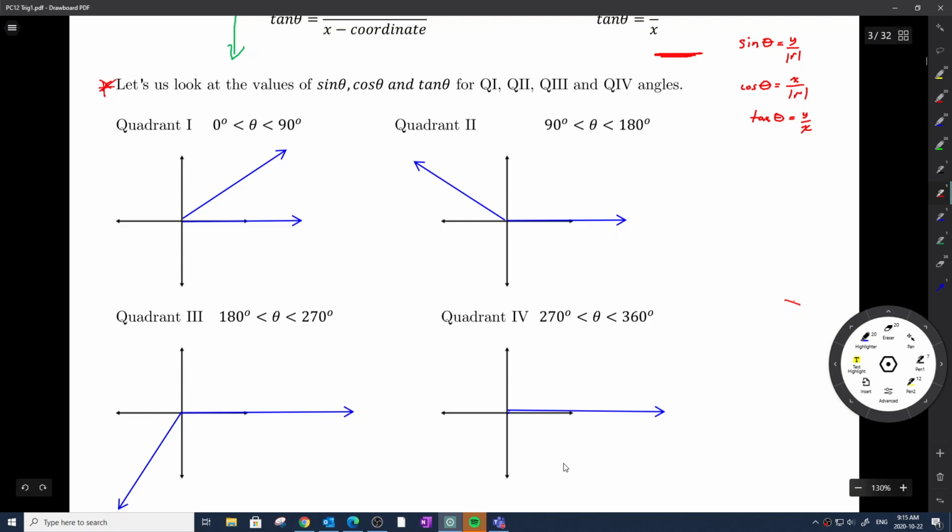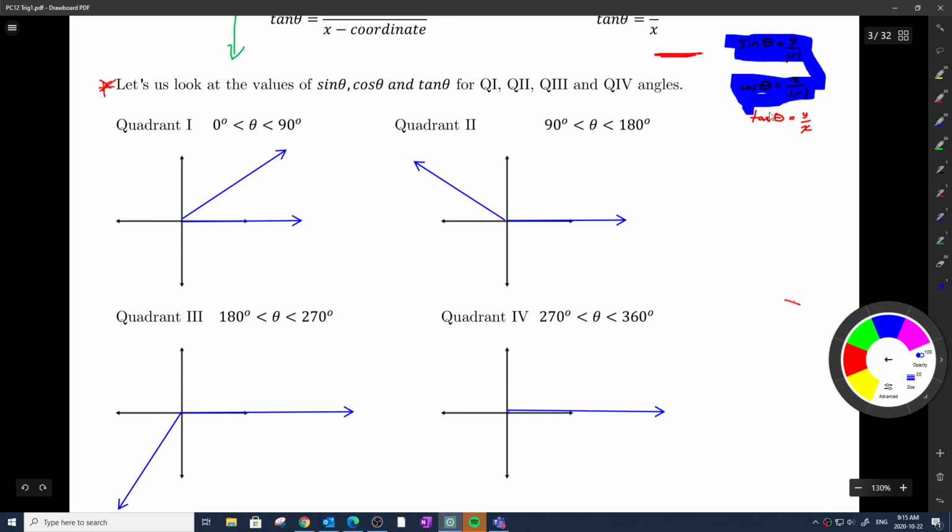So let's just recall a really super important fact. The important fact is these definitions right here. Now I've drawn attention to these definitions in blue. Sine theta is equal to y divided by my radius vector r. Now, what you have to keep in mind is that your radius vector r will always be positive. Cosine is x divided by my radius vector r. Tangent is y divided by x.